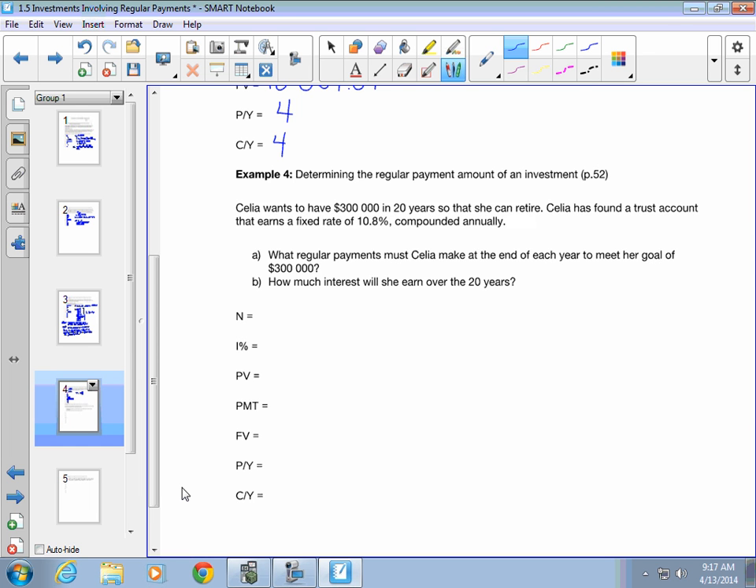So Celia wants to have $300,000 in 20 years. So that's $300,000 for future value. She's doing this for 20 years. It's compounded annually, so that means there's only 20 payment periods. She's earning this at 10.8%. Her present value, we don't know. She's at 0. This is compounded annually, so payments per year, she's investing once a year, and she is compounding the interest once a year.